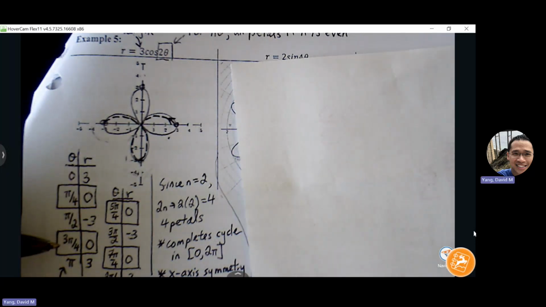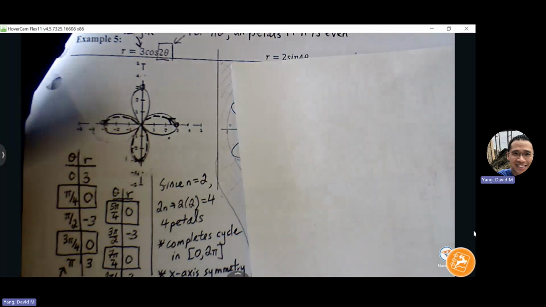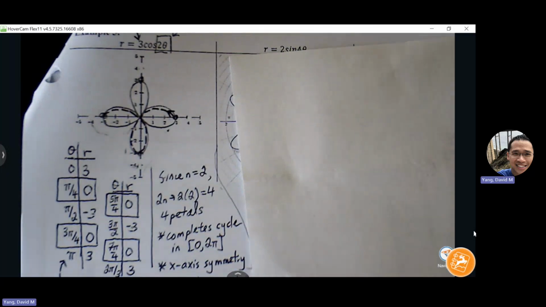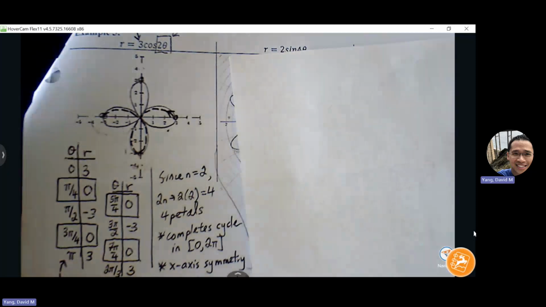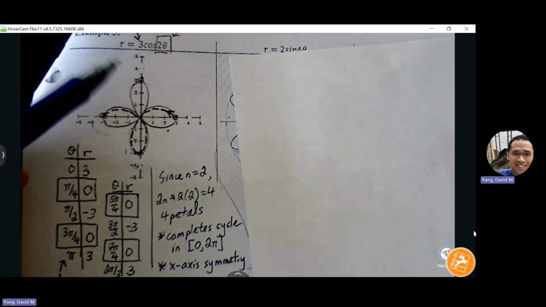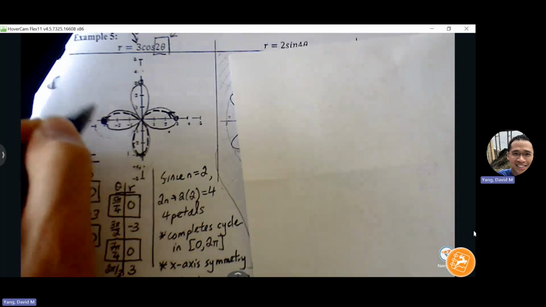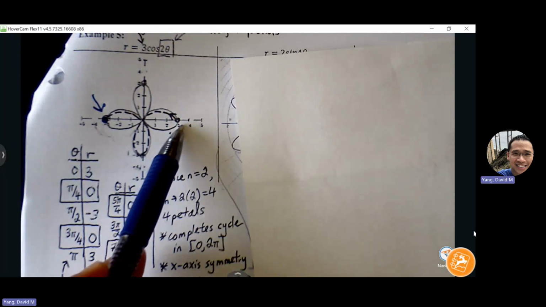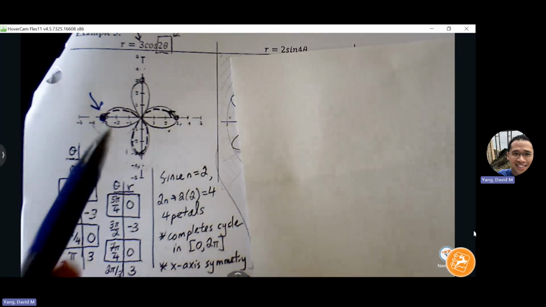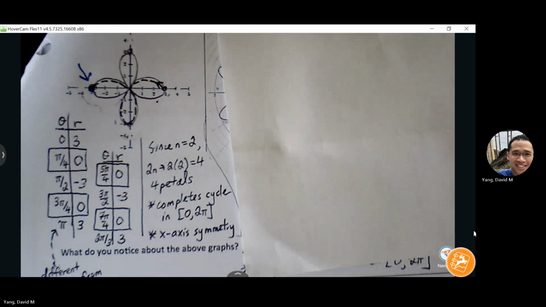Right? 3 pi over 4 is 0. So back here. And then at pi is going to be cosine of 2 pi, which is 1. 1 times 3 is 3. And notice that when we reach pi, we are not at the same location as where we started. And so that's why it's going to take twice as long to complete its cycle. And because it takes twice as long, it's creating more petals that way.